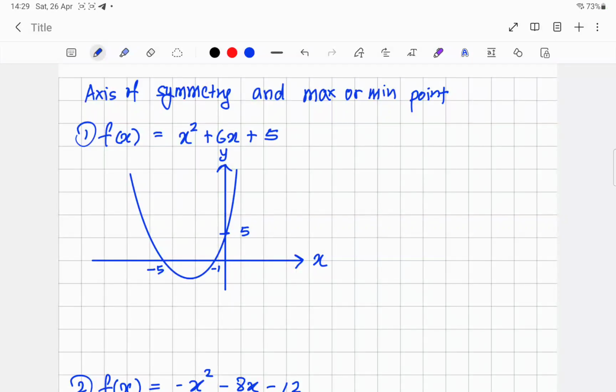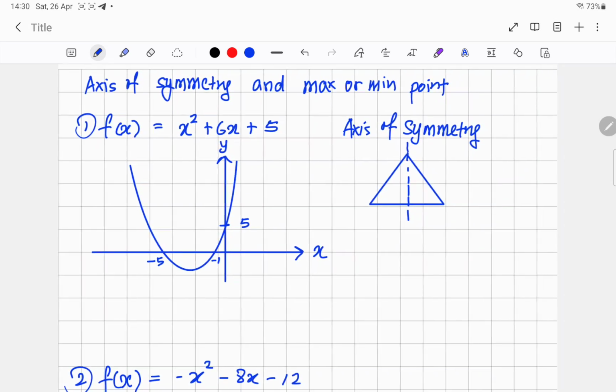Okay, hi. In this video, we will learn how to find the axis of symmetry, and also the maximum or minimum point. Let me explain what the axis of symmetry is first. Recall what symmetry is. If I have a triangle, what is the symmetry? Symmetry is the line where we can divide a shape equally.